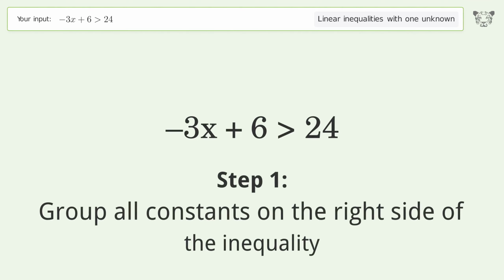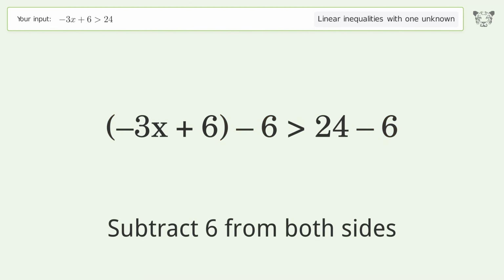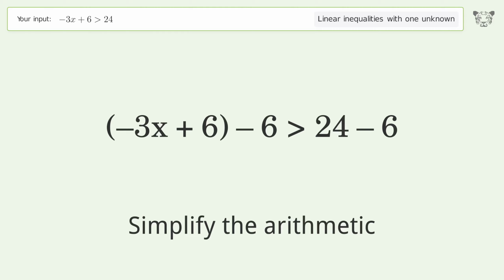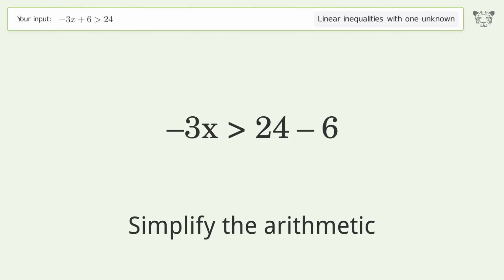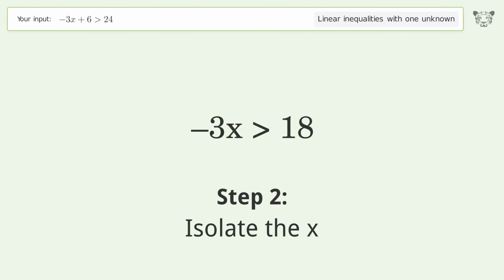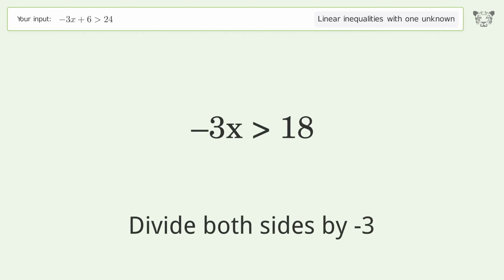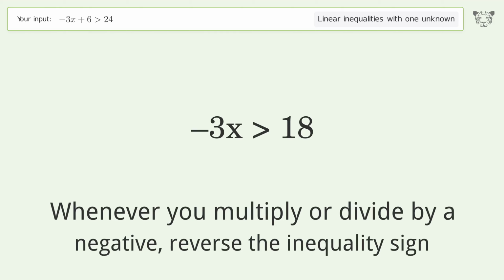Group all constants on the right side of the inequality. Subtract 6 from both sides. Simplify the arithmetic. Isolate the x. Divide both sides by -3. Whenever you multiply or divide by a negative, reverse the inequality sign.